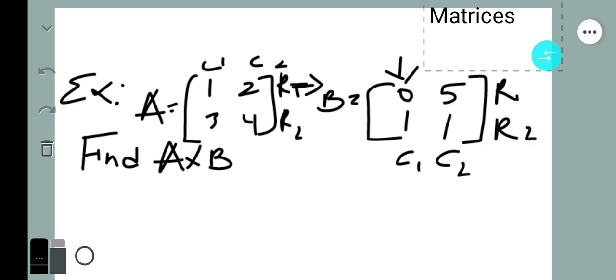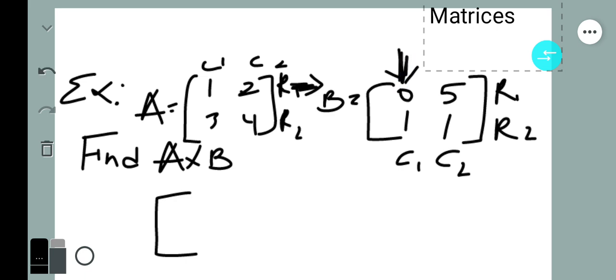So let's multiply this together. This row, 1 and 2, is row 1. It will multiply column 1. A row is in horizontal form like this, while a column is in vertical form like this. So now row will multiply column.